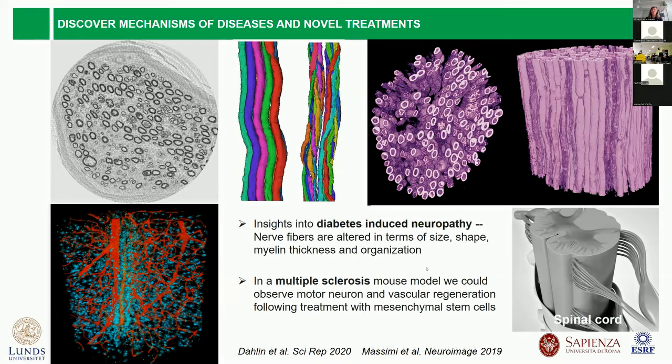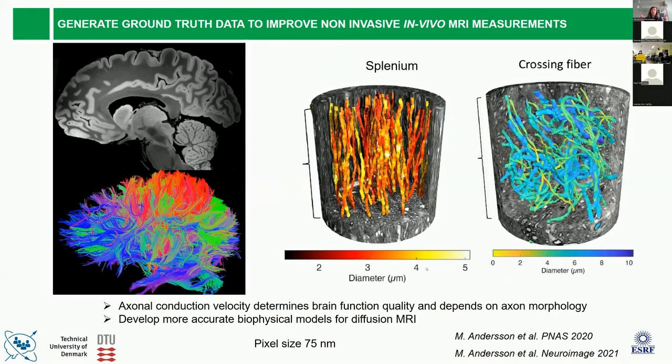And then another example where this kind of technology is useful is to create ground truth data in order to design more accurate biophysical models for other technologies. So in this case, for functional MRI. So this is used as a diagnosis technology. So the patients can take it. There's no risk.